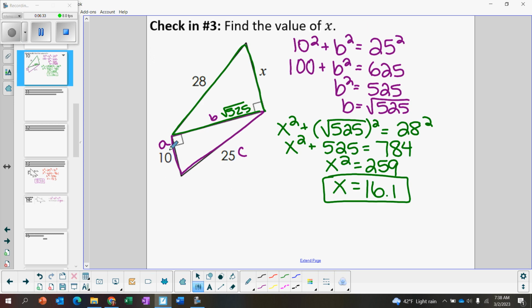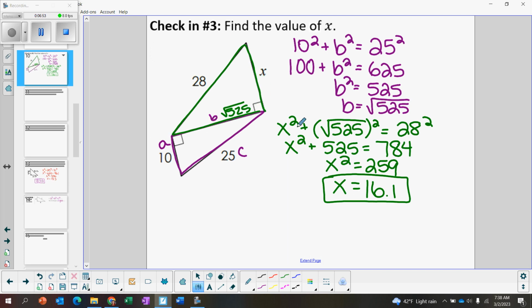All right, so I did my purple triangle here first. I pulled B when I did my triangle instead of A. So I have 10 squared plus B squared is 25 squared. I get B is the square root of 525. Or if we were looking at the one that I had set up for you, A was the square root of 525. So now in my bigger green triangle, I'm keeping this as the square root of 525.